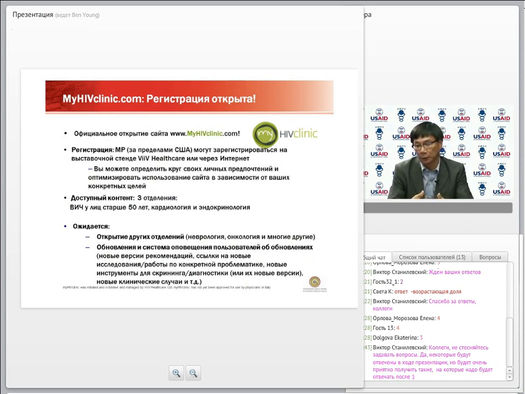My HIV Clinic is currently launched in the world, excluding the United States. It is currently in English, but we hope that in the very near future the content will be translated into other languages, including Russian and Spanish. There are three content departments currently: HIV in older individuals, cardiology, and endocrinology. They will include future departments and areas of expertise in neurology, oncology, and, we hope in the near future, tuberculosis and hepatitis. I would encourage you to take a look at the site and give us feedback as to whether you think this has been a useful resource for you here in the Russian Federation. Also give us feedback as to what topic areas you think are most important to see in the next iterations of the resource.